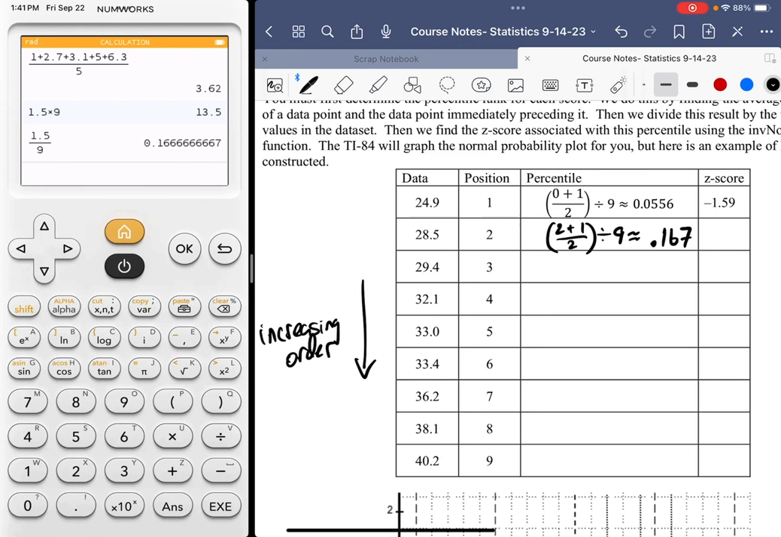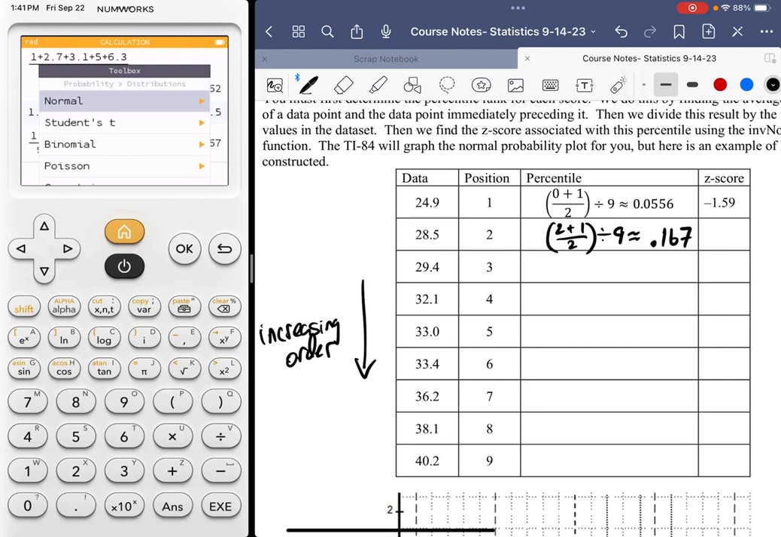There's a calculator shortcut. Go into the toolbox. I'm in the probability combinatorics menu, so let me just go back. This is where you would land if you were going into the toolbox for the first time. I'm going to go on down to probability, select distributions, and select normal. So what we're looking for is a z-score that corresponds with an area of 0.167.